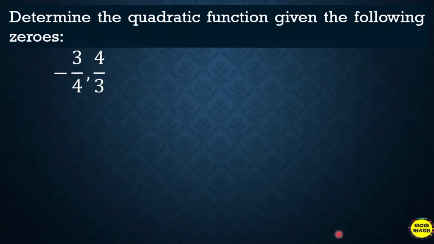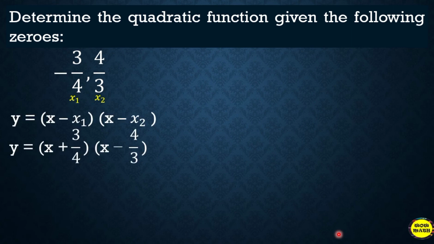Next, okay, we have given two fractions, so negative 3/4 and 4 over 3. So negative 3/4 is x sub 1 and 4 over 3 is x sub 2. So, substitute lang din. Kagaya na sinabi ko kanina, kapag may fraction tayo, ang gagawin lang, multiply nyo lang. We can write as 4x plus 3 times 3x minus 4.